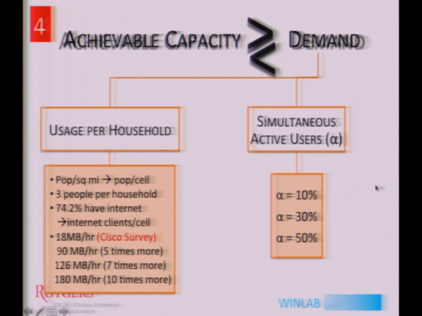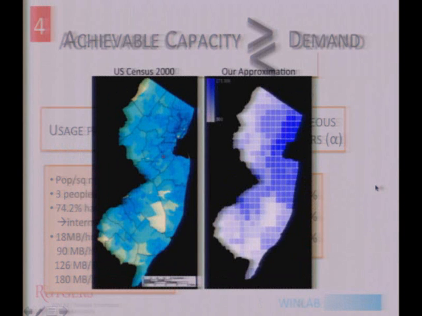So the first thing we did was a population estimation, basically. This was the population density of New Jersey based on the U.S. Census 2000, and the approximation would look like this. So we used that approximation for our estimations right now.